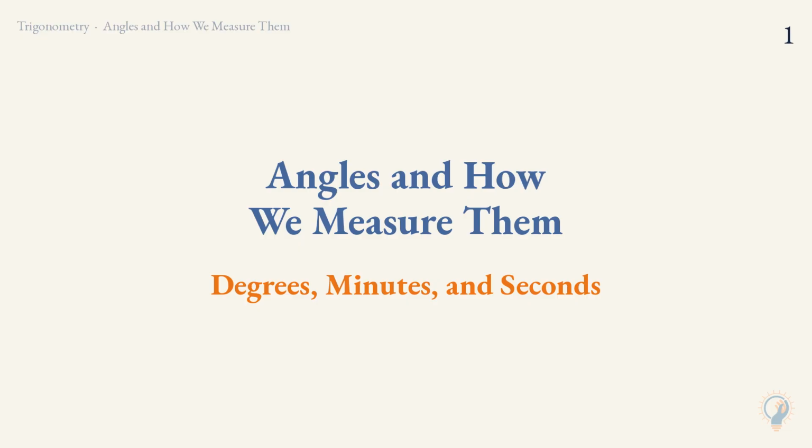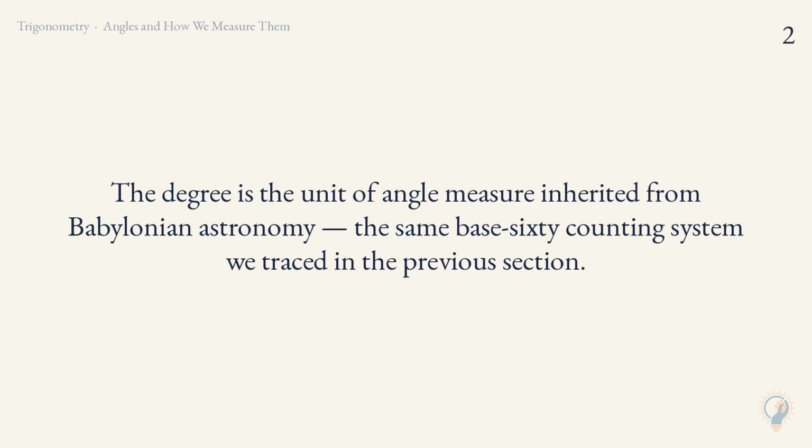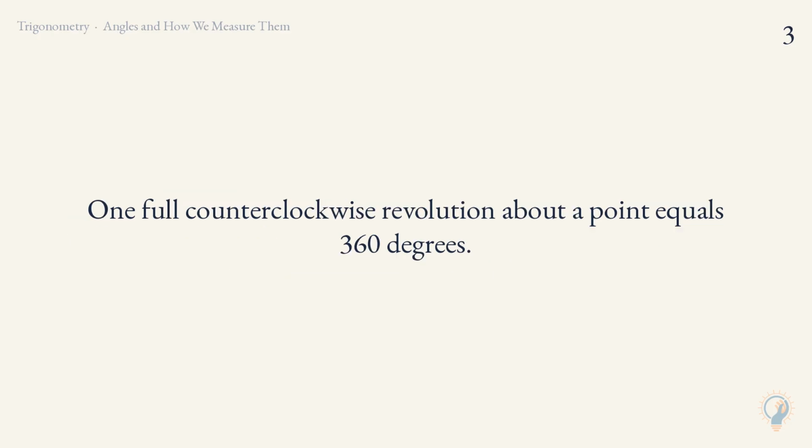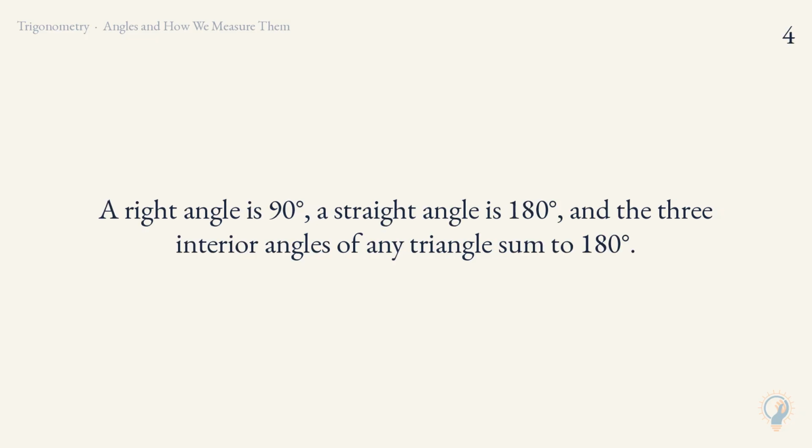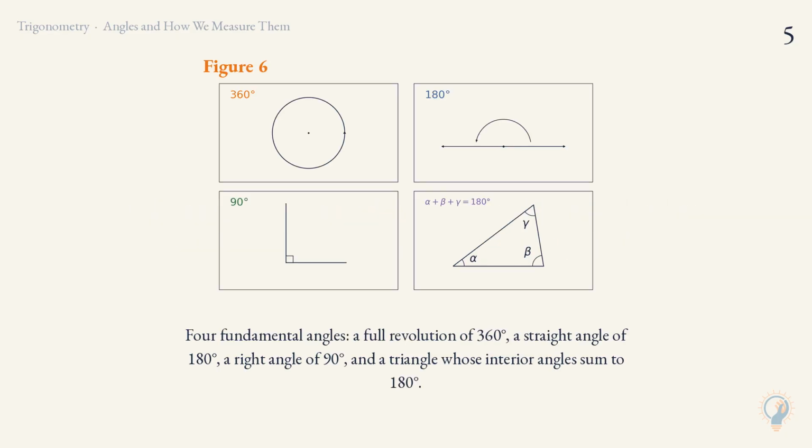Degrees, minutes, and seconds. The degree is the unit of angle measure inherited from Babylonian astronomy, the same base 60 counting system we traced in the previous section. One full counterclockwise revolution about a point equals 360 degrees. A right angle is 90 degrees, a straight angle is 180 degrees, and the three interior angles of any triangle sum to 180 degrees.